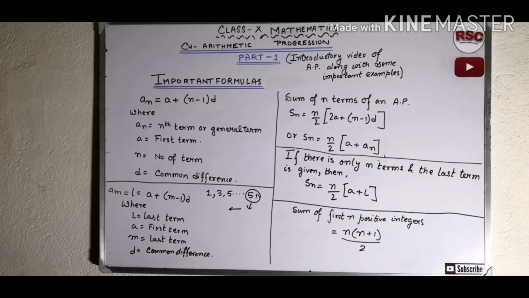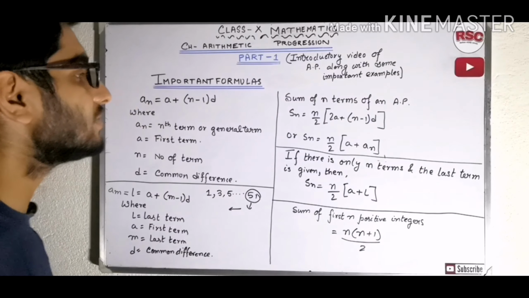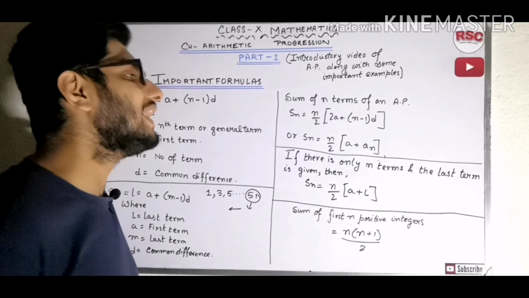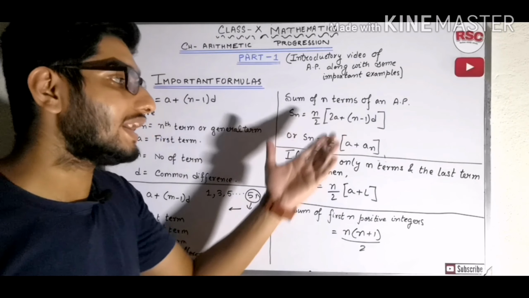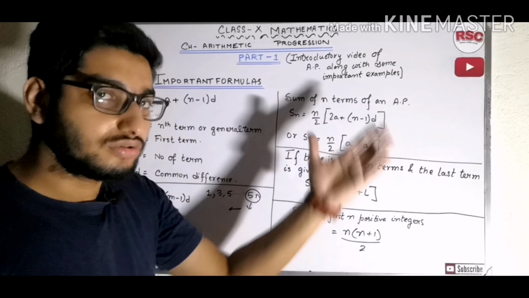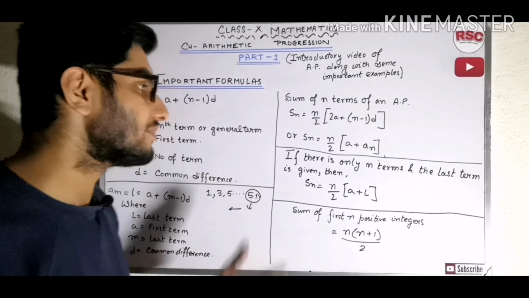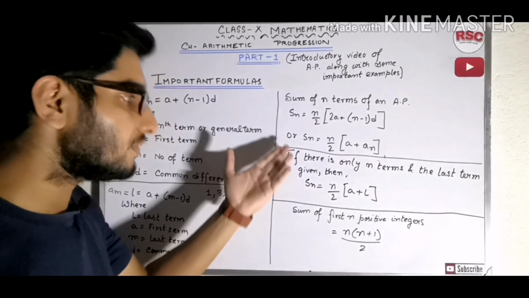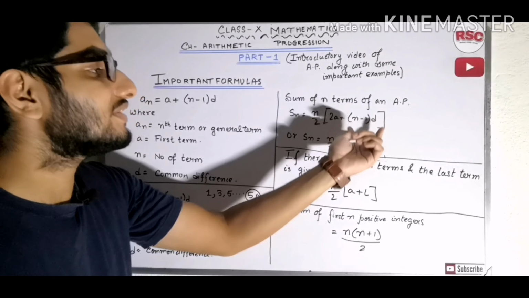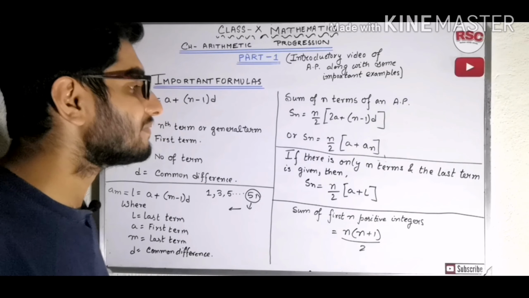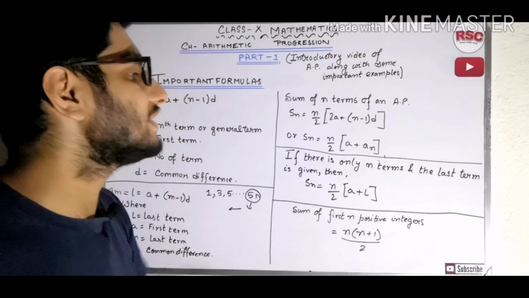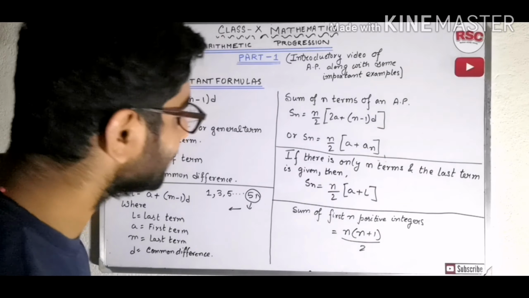Now coming to the sum of n terms of an AP. If you are required to find the sum of n terms of an AP, then you just have to put it into this formula: n by 2, where n you already know, 2a, where a is the first term, and (n minus 1) d, you all know. So if you have to find the sum of n terms, put it into this formula or this formula. If a of n is given, you don't need to write all this, because a plus (n minus 1) d is a of n. If a of n is given, then you just put it into this formula and the sum will come.